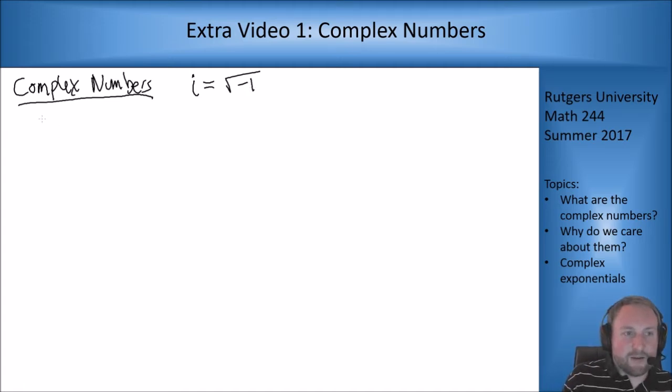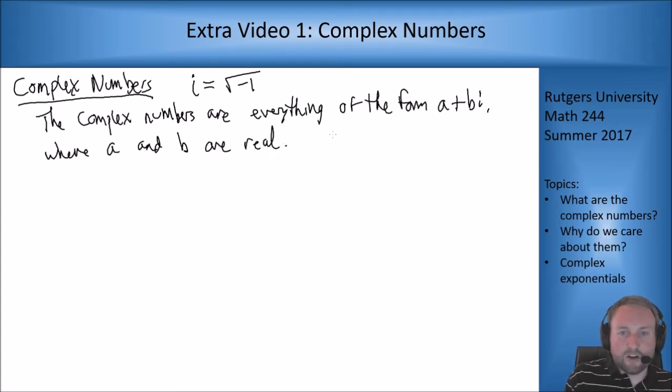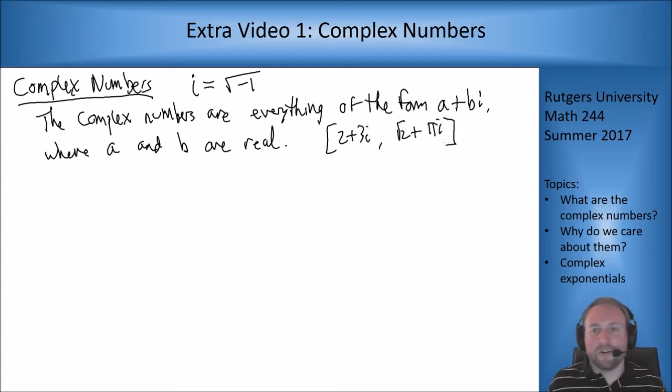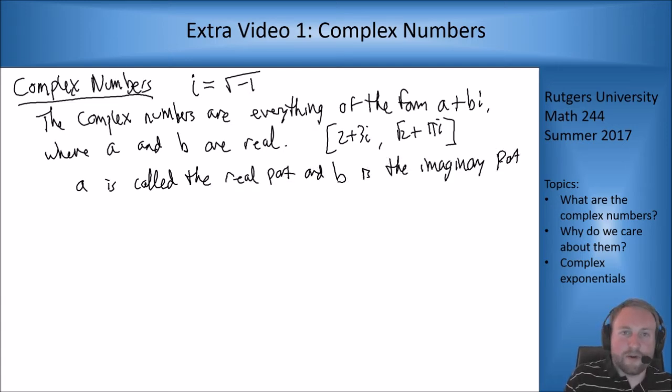So what we talk about as the complex numbers are everything of the form a + bi, where a and b are real. So 2 + 3i, or square root of 2 + pi i. These are all complex numbers. I just take a real number and add it to a real number times i. a in this case is called the real part, and b is the imaginary part. The real part doesn't have the i on it, the imaginary part does.